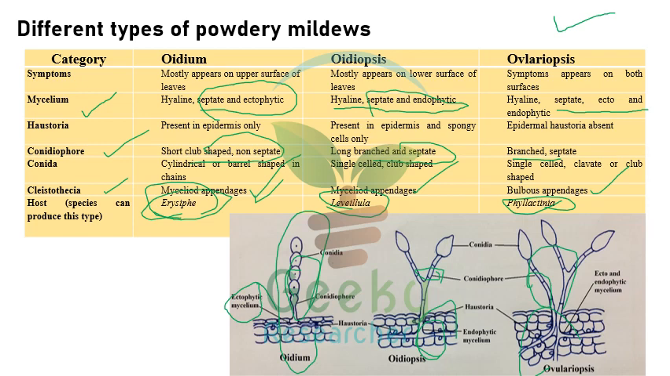They can also ask questions like this: the Oidiopsis type of powdery mildew is produced by Leveillula. The examples are very important, and the other description has been given. You guys just please go through it.